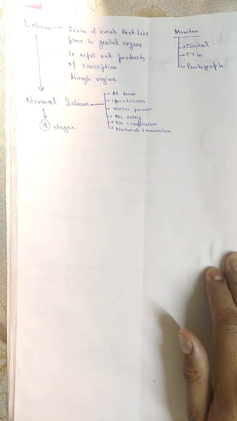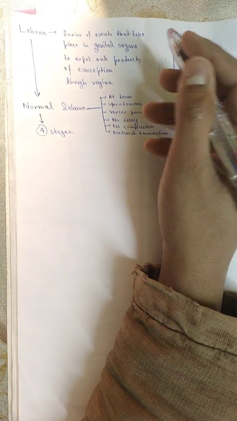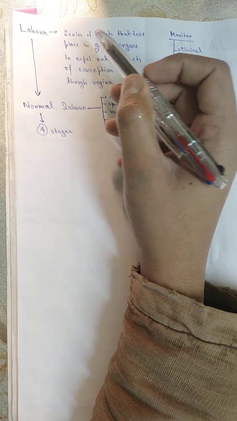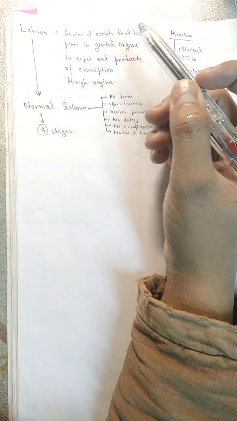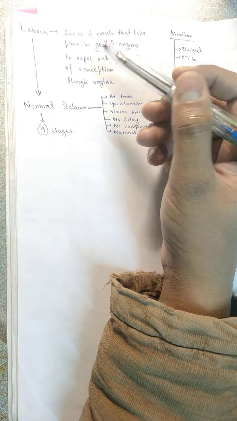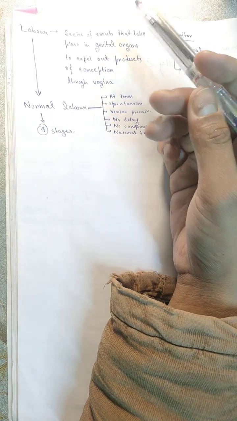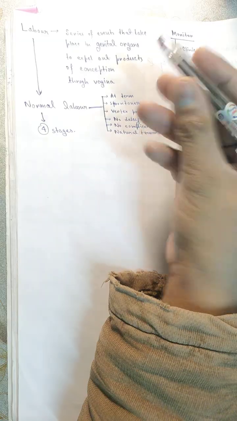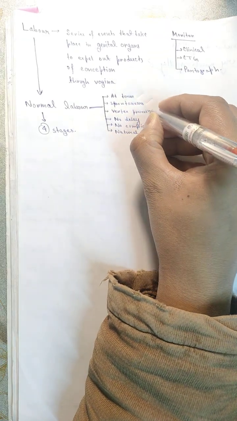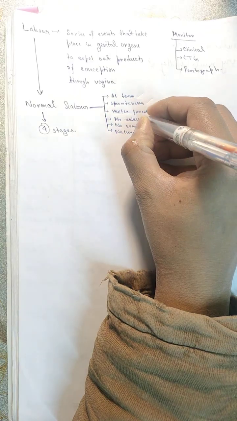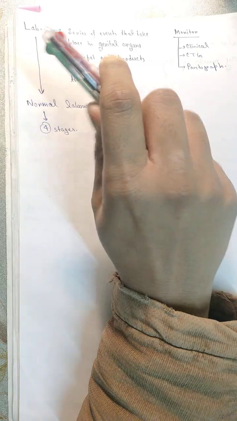Let's talk about normal labor. So, what is this? Labor is a series of events that take place in genital organs to expel out the products of conception through vagina. Now, in normal labor, it happens at term. It has to be spontaneous. It comes with vertex presentation, no delay, no complication, natural termination of pregnancy.